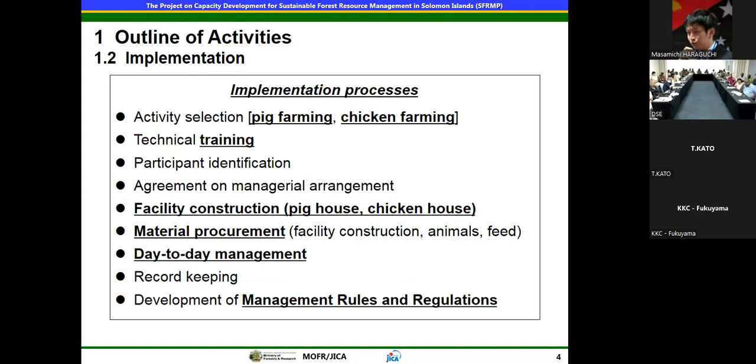Record keeping is one of the big challenges that we came across for both pilot sites. The project assisted them in making sure they try to keep records of every activity. And then there is the development of the management rules and regulations, which is also a very important document that the project helped to formulate for both pilot sites.